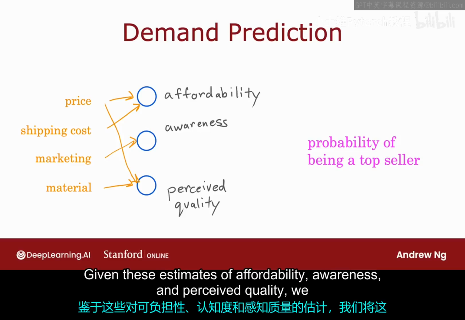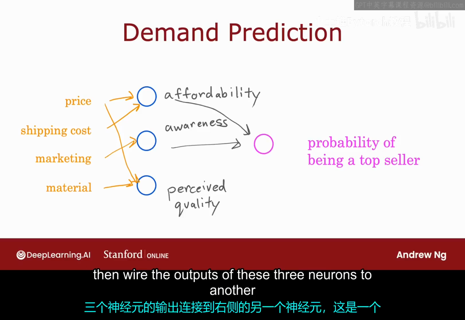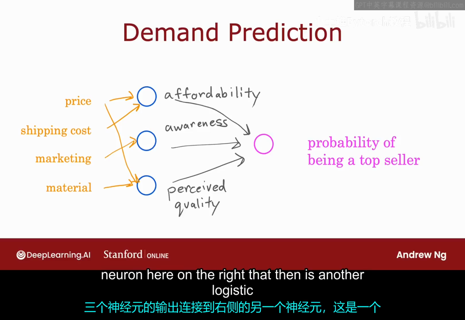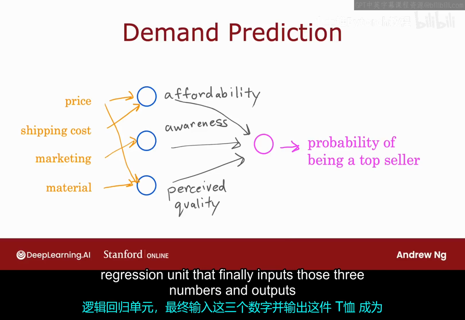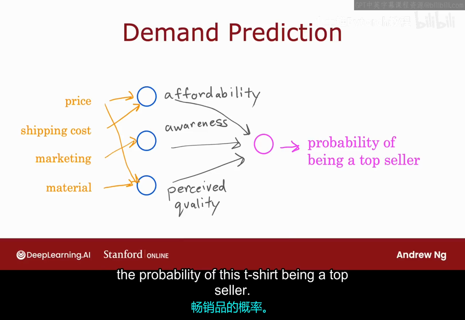Given these estimates of affordability, awareness, and perceived quality, we then wire the outputs of these 3 neurons to another neuron here on the right, that then is another logistic regression unit that finally inputs those 3 numbers and outputs the probability of this t-shirt being a top seller.